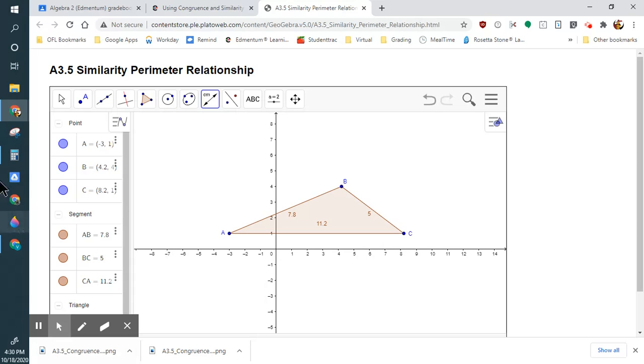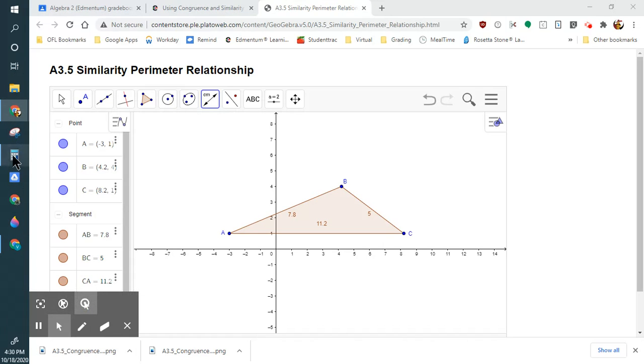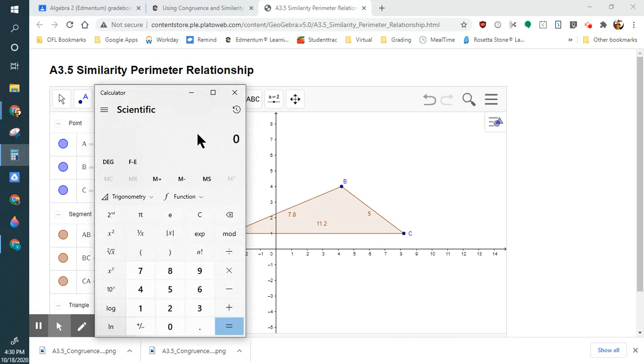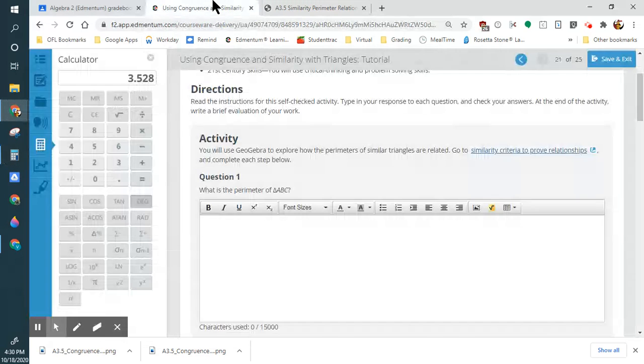So if we use a calculator, I'm just going to use the Windows calculator. That way I don't have to go to another screen to do it. 5 plus 11. I find that it's this. So I'm going to do all of that here. So 7.8 plus 1.2 plus 5 equals, what was it, 24?